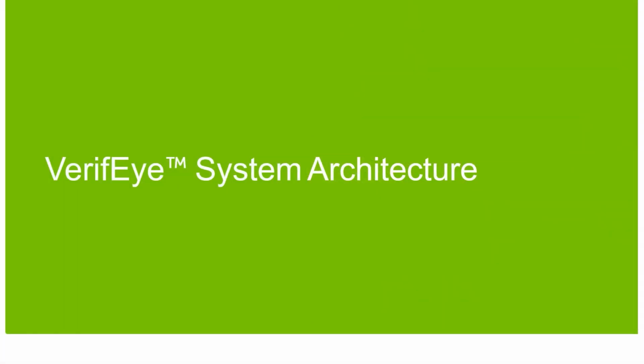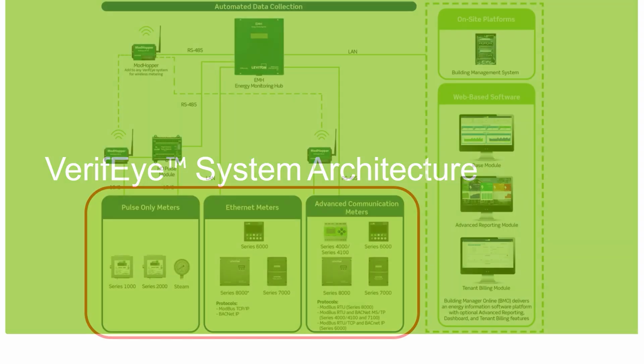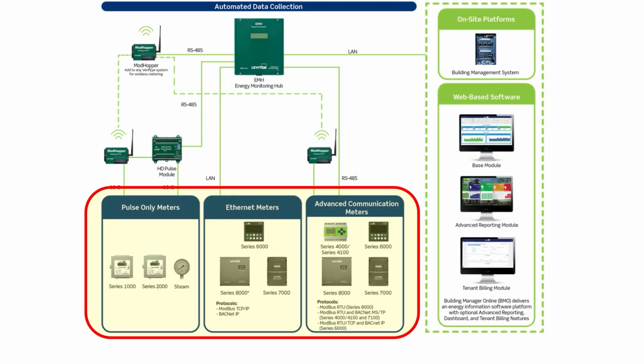Let's take a quick look at the basic VerifEye Submetering System architecture. Everything begins at the source with the meters and current transformers. A submetering system is primarily about the data from the monitored systems. The VerifEye line features a broad range of meters to fit a wide range of applications.